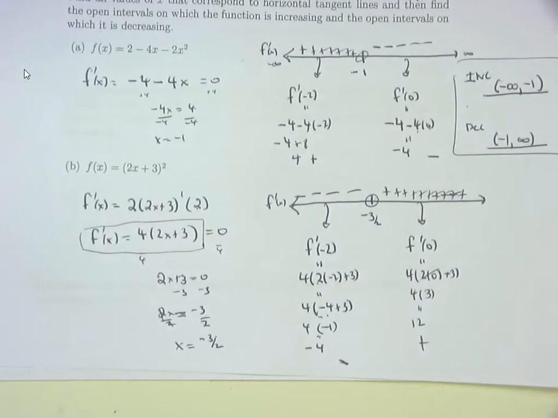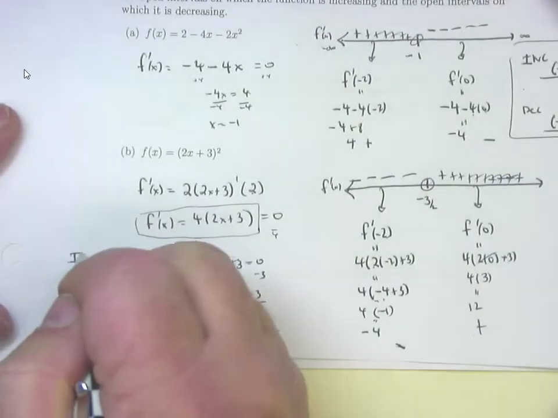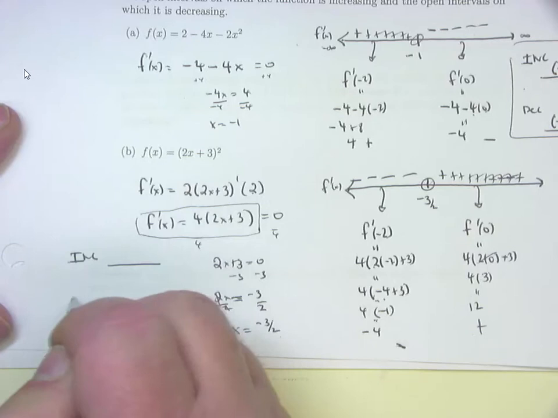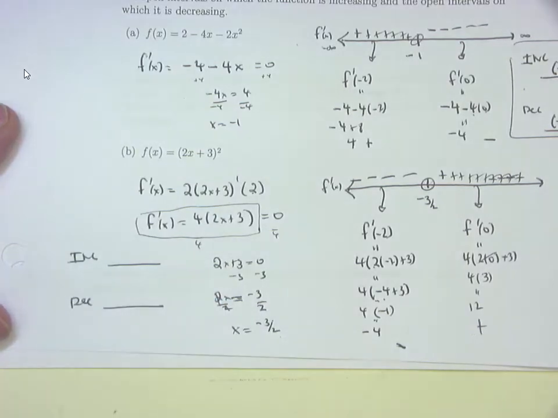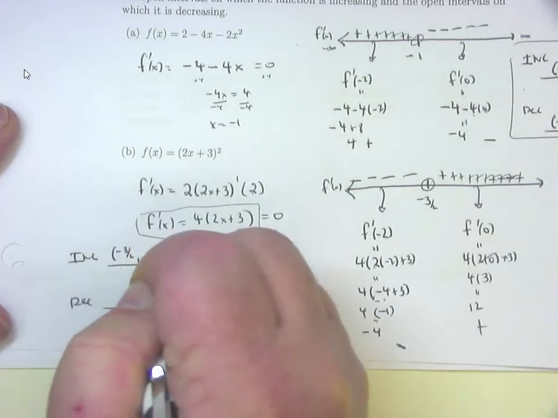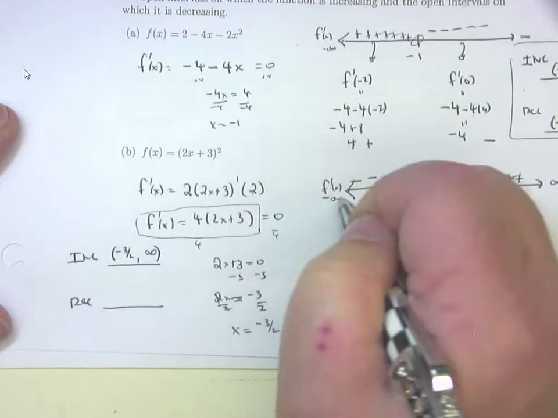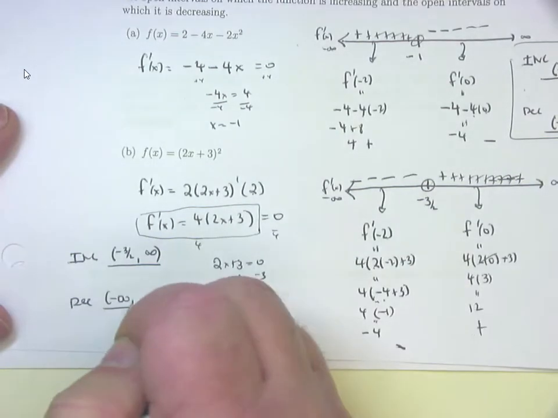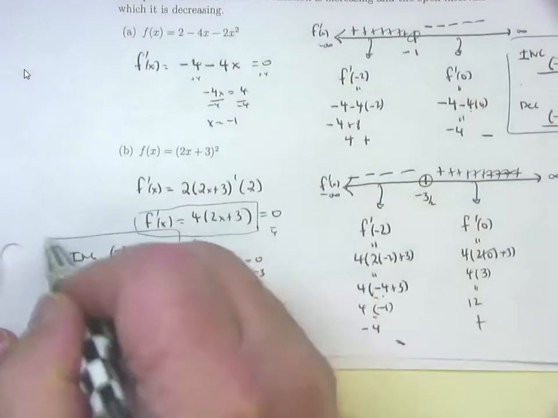Again, answering their question, they want to know, and I'll just put it over here because I got some space for it, the intervals of increase, where's this function increasing at, and the intervals of decrease. To increase means my derivative is greater than 0, and the derivative is greater than 0 from negative 3 halves to infinity. And it is decreasing between negative infinity to negative 3 halves, using famous interval notation. And that is my solution.